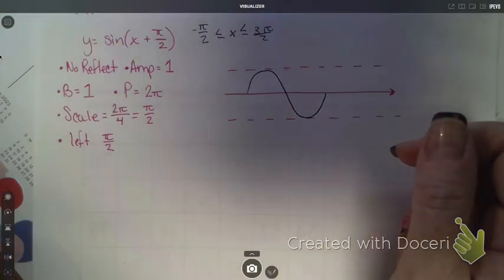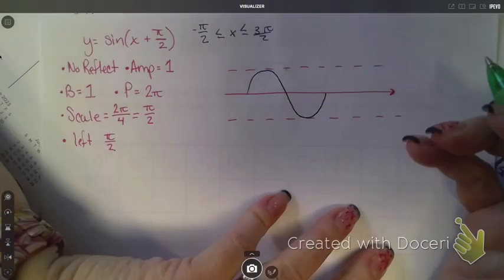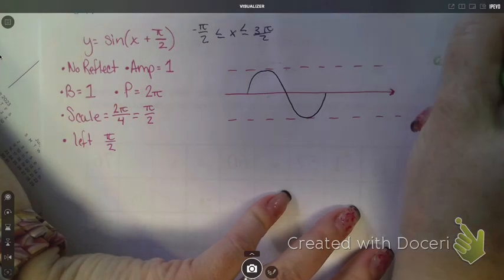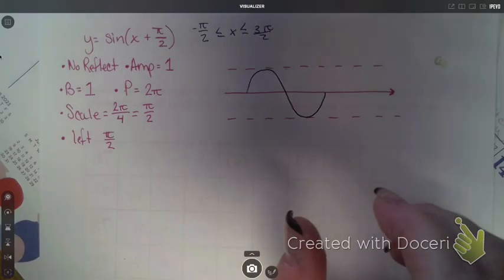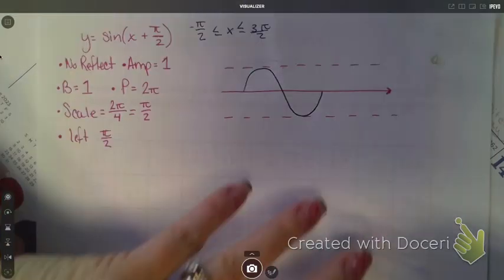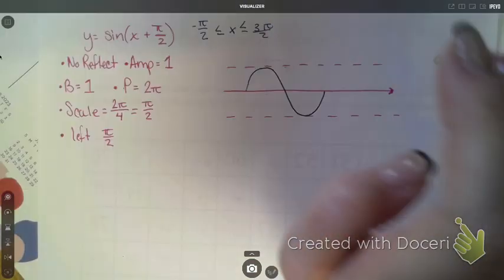Can you guys see if I label in green? Can you see when I write in green? Not that one. I was trying to get a different color.